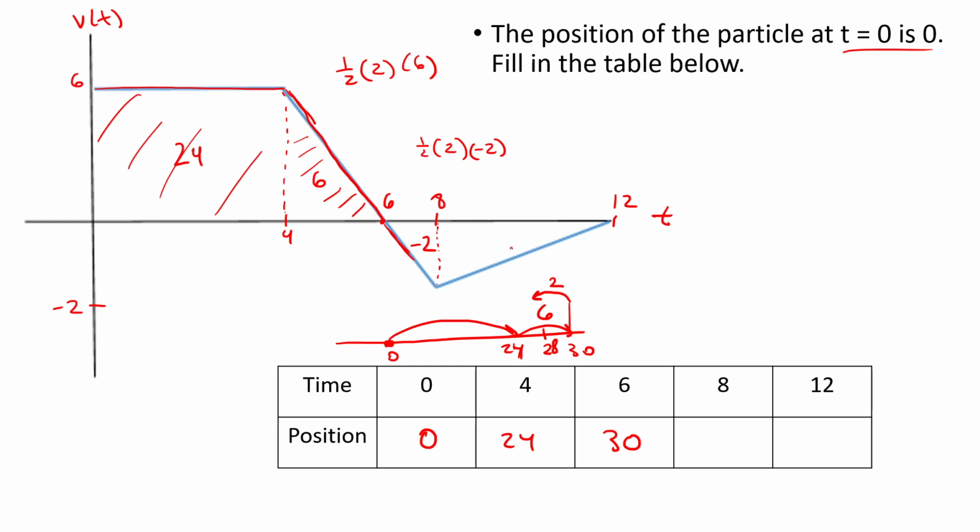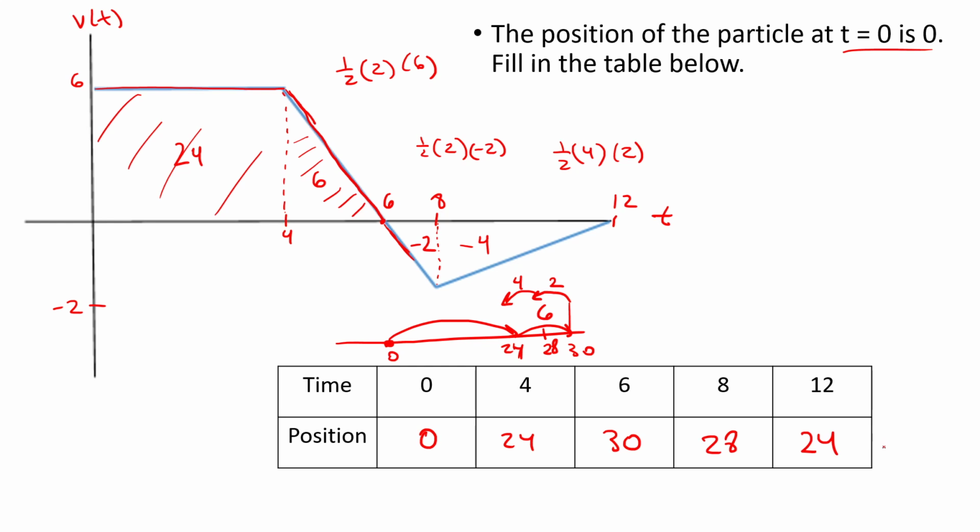One more part here. Let's get to 12. So by 8 this is 28. One more part. Okay, we take this triangle, 1/2. Base is 4. Height is 2. That gives us 4, but below the axis. So we're going to call that -4, and we end up back at 24. Okay, -4 representing motion to the left because the velocity is negative. So we end up back at 24.